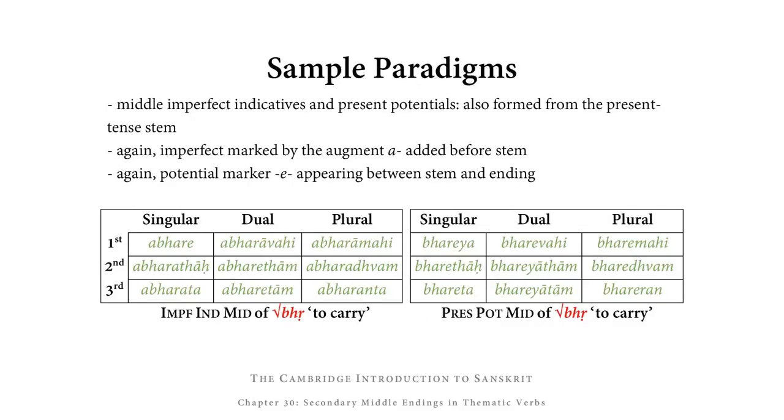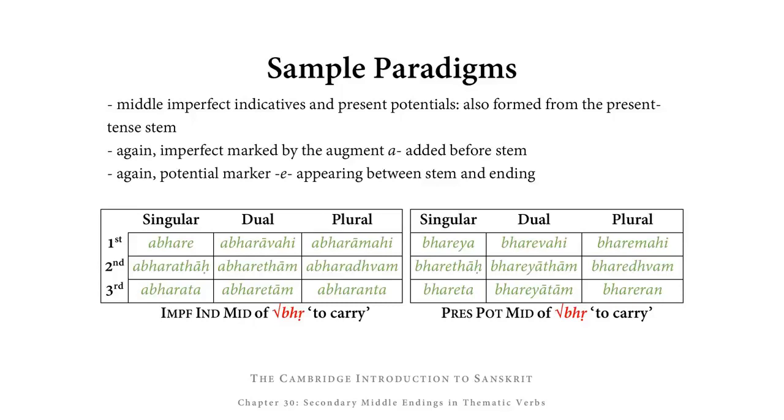There are some people who prefer memorizing new endings by looking just at the endings. For those of you, you just saw a table that contained just the endings. However, for everyone else who prefers to memorize whole paradigms, here are two sample paradigms of an imperfect indicative middle and a present potential middle. In both cases, we're looking at the forms of bhṛ, to carry, which typically is active but can also be found in the middle.